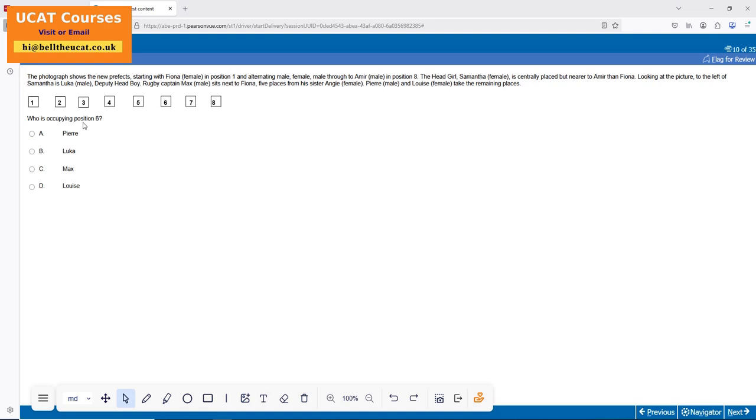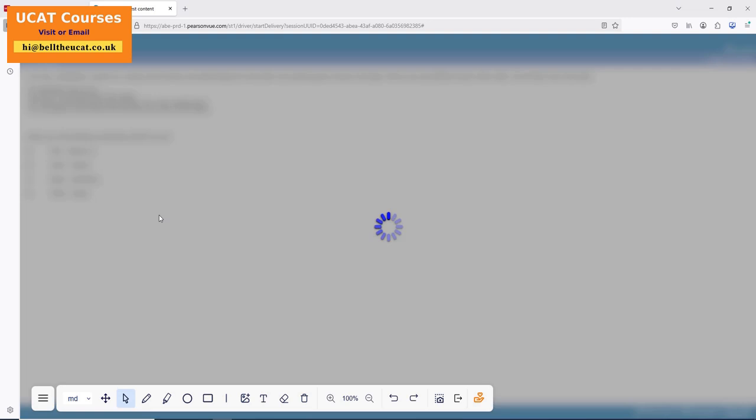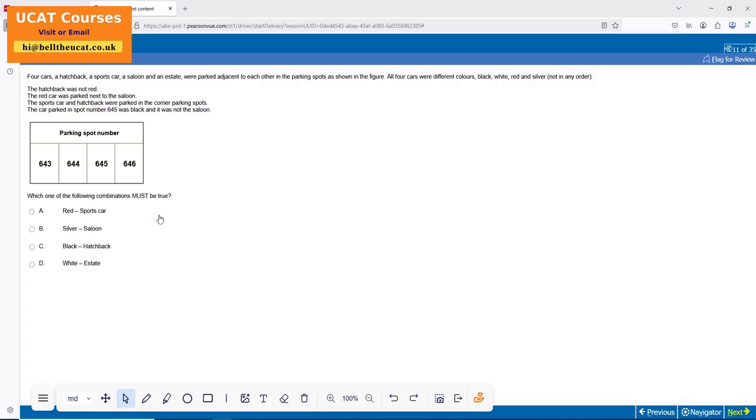Our next question. What position? I straight away read this question. What position? No, that's not going to bother me because that's logical reasoning. I do logical reasoning right at the end because they are time suckers. Ready? What must be a combination? Must be true. Parking. Hatchback is not. Sports car, it's not. All four cars. Nope, can't be bothered. Skipping. Skip.